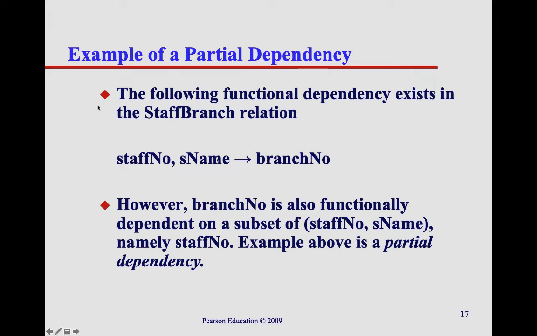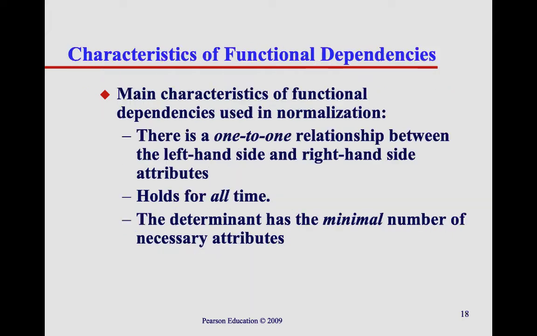Okay, so full functional dependencies are irreducible. Remove any attribute from the determinant, and it no longer uniquely determines the right-hand side attributes. Partial dependencies are reducible. You may remove one or more attributes from a partial dependency and still have your left-hand side uniquely determining the right-hand side.